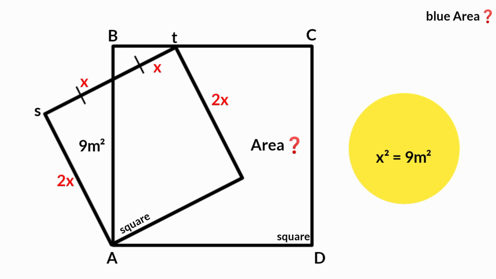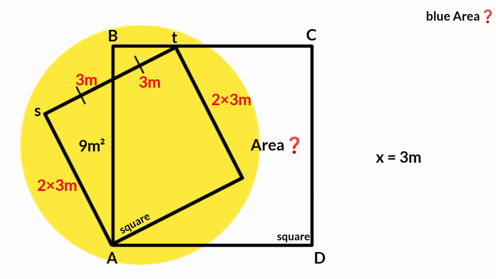Taking the square root of both sides, here square root cancels square, and here the square root of 9 meters squared is the same as the square root of 9 times the square root of meters squared. Square root of 9 is 3, and square root of meters squared is meters. 3 times meters is 3 meters. So x equals 3 meters. If we substitute here, now 2 times 3 meters is 6 meters.